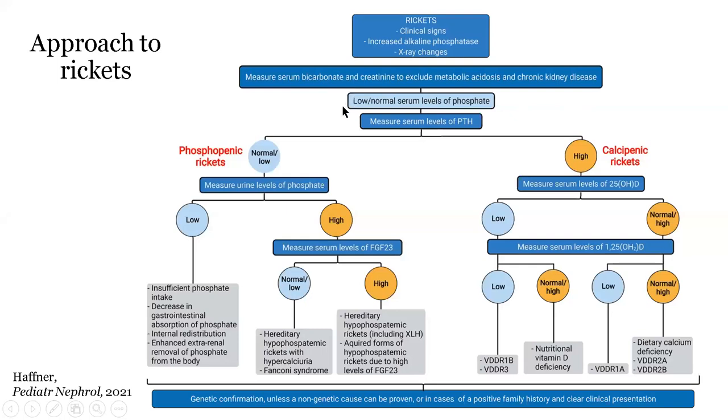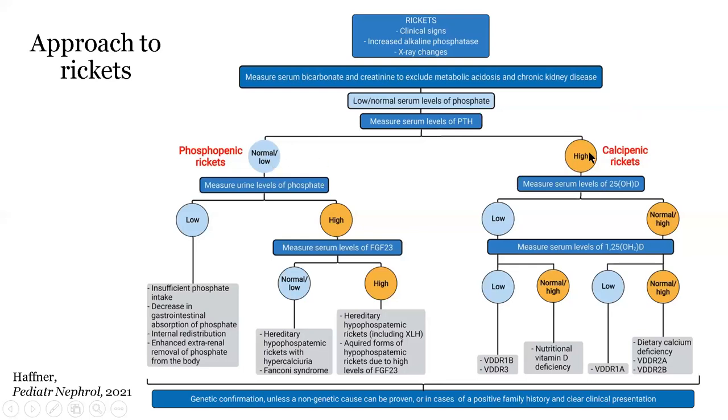Then they universally have a low phosphate level, apart from chronic kidney disease, which has a high phosphate level. So all other forms will have low phosphate level. Then what you do is you do serum levels of parathormone. So all the forms of calcipenic rickets, owing to low calcium, would have high PTH levels. And all the forms with the low phosphate but normal calcium will have normal or low serum PTH levels.